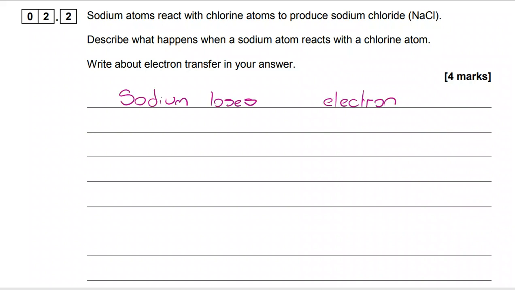If you talk about the fact that sodium loses electrons, as all metals do in ionic compounds or in the formation of ions, you get the first mark. If you specify and quantify that sodium loses 1 electron, you get the second mark. Chlorine gaining electrons gets you the third mark. And again, if we quantify that and say chlorine gains 1 electron, we've got our fourth mark.